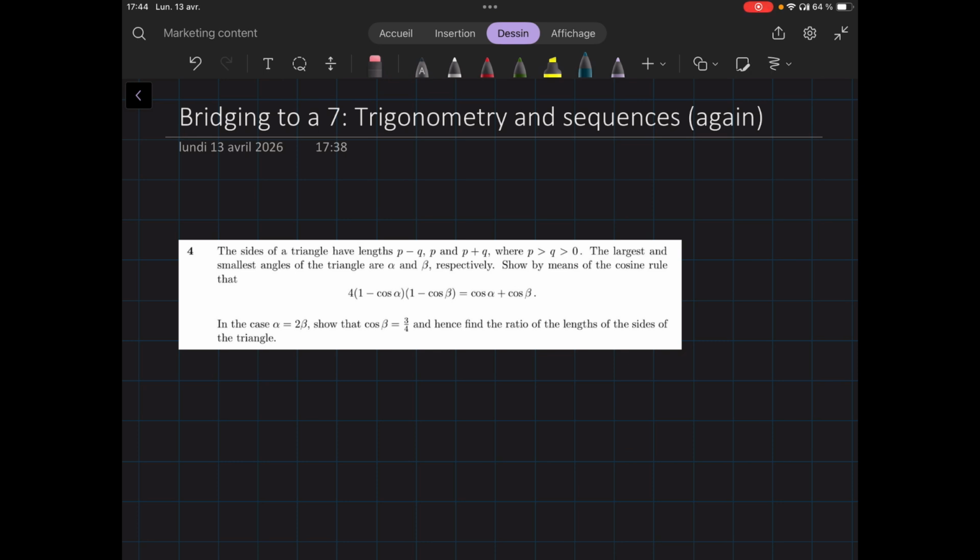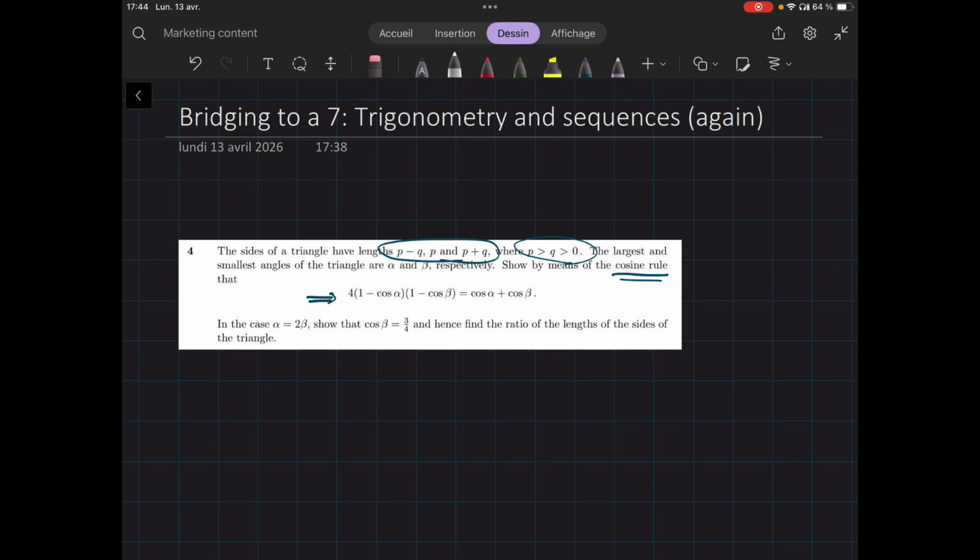So, you have a triangle with side lengths p minus q, p, and p plus q, and you are given this information. You are also given that the largest and the smallest angles are alpha and beta, and you are asked to derive this identity. They also instructed you to use the cosine rule, so this is very nice of them.